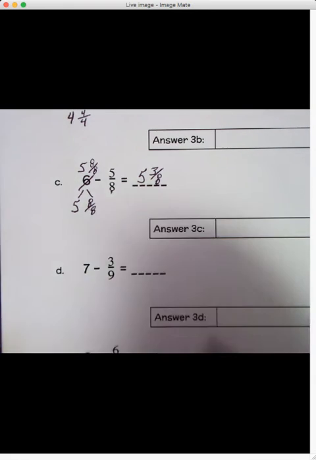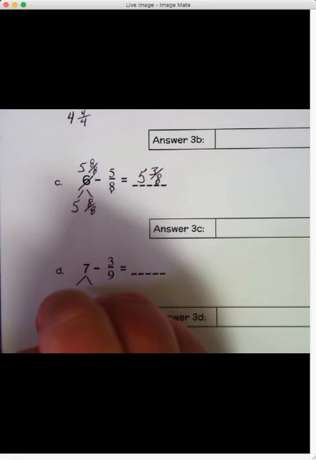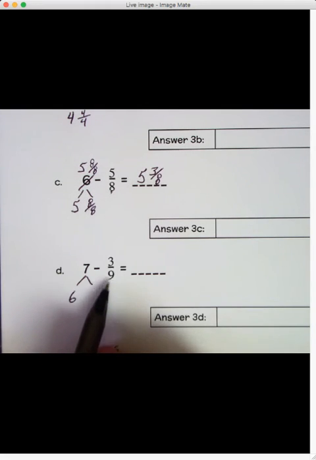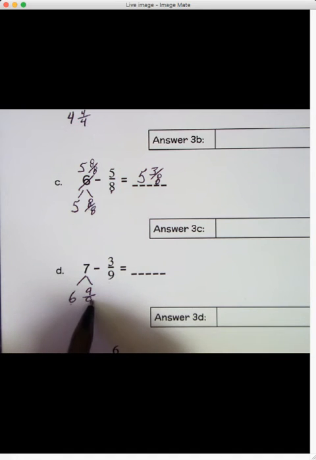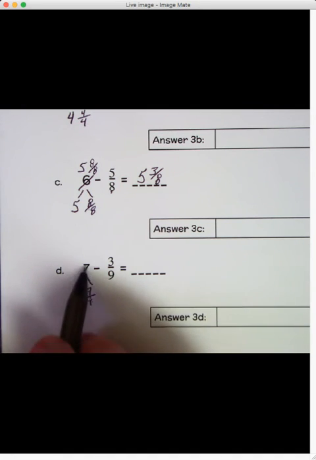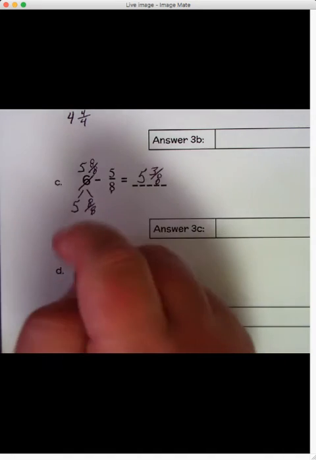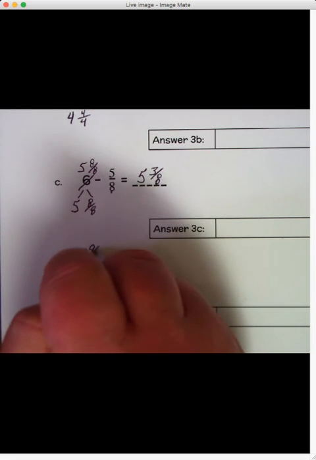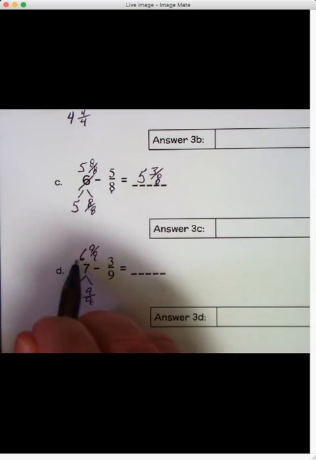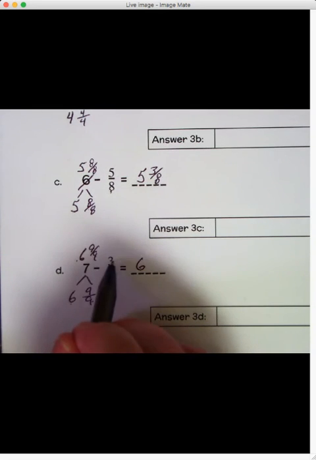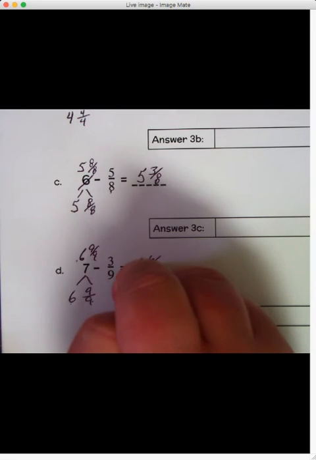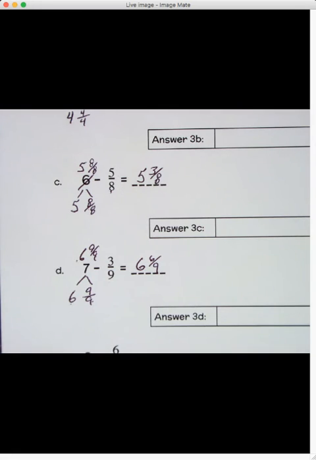7 minus 3/9. Break it down into 6. And we're going to do 9ths this time. So 9/9. 6 and 1 more would be 9/9. So that would be 7. 6 plus 1 is 7. So 6 and 9/9. Don't have any whole numbers to take away, so leave the 6 alone. And now we do 9/9 minus 3/9, and that is 6/9.